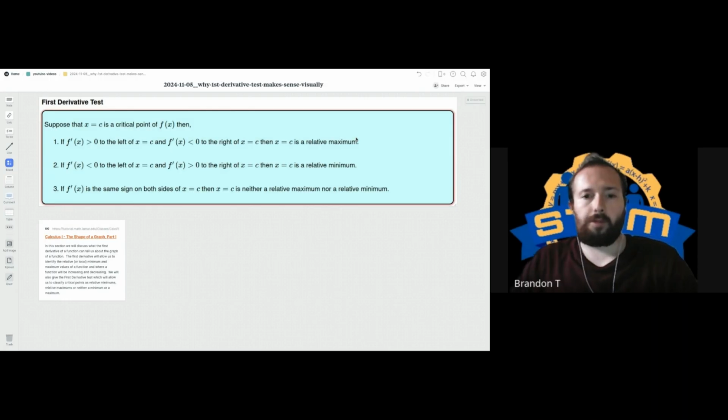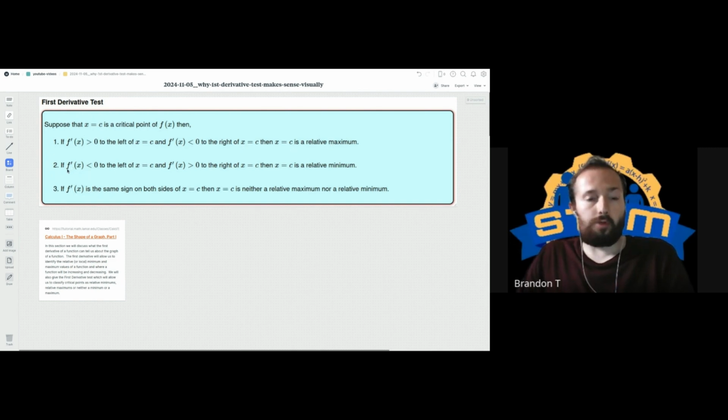So first off, let's remind ourselves what the first derivative test even is. The first derivative test states that if we find a critical point, then we can tell whether that critical point is a relative maximum or minimum with these rules. Basically, if the first derivative is greater than 0 to the left and less than 0 to the right, so positive slope to the left, negative slope to the right, then that means it's a relative max.